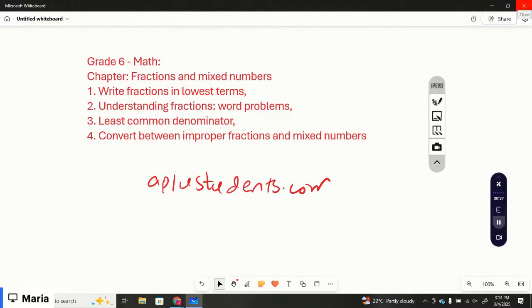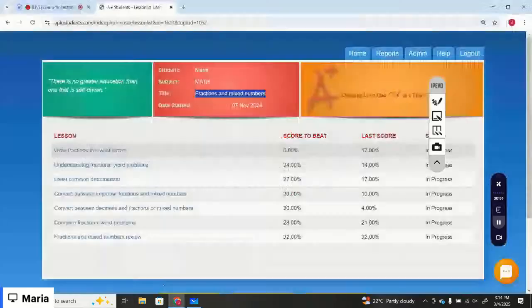We're going to start with the lesson write fractions in lowest terms, then understanding fractions word problems, and use common denominator convert between improper fractions and mixed numbers. So let's just start with the lesson write fractions in lowest terms.